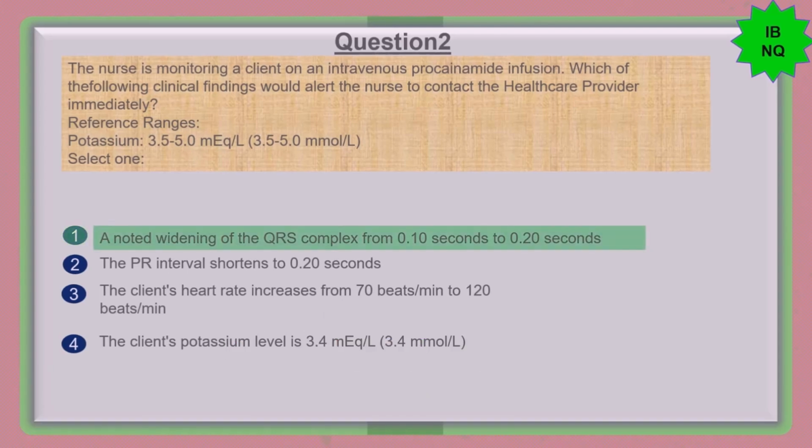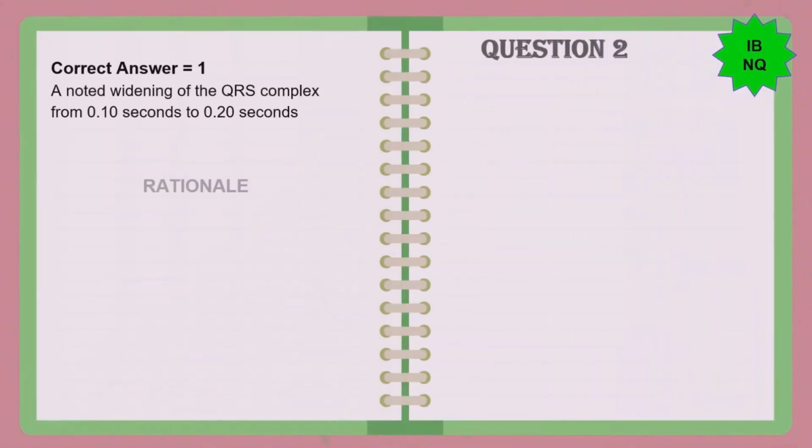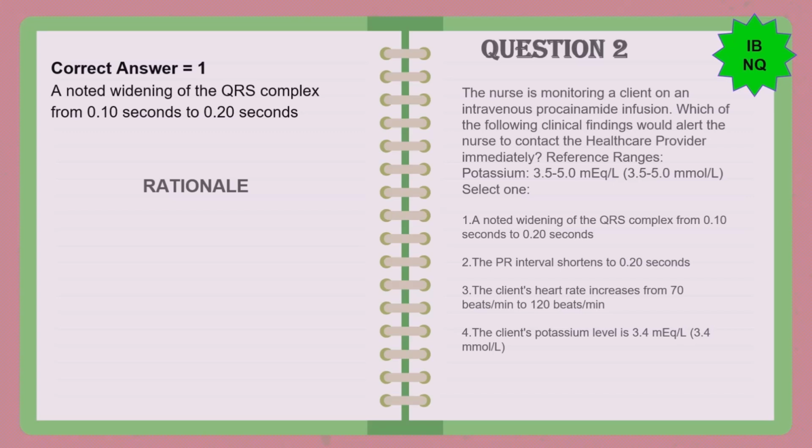The correct answer is 1. A noted widening of the QRS complex from 0.10 seconds to 0.20 seconds. This significant widening of the QRS complex indicates potential procainamide toxicity and requires immediate notification to the healthcare provider. Let's break down why the other options aren't correct.